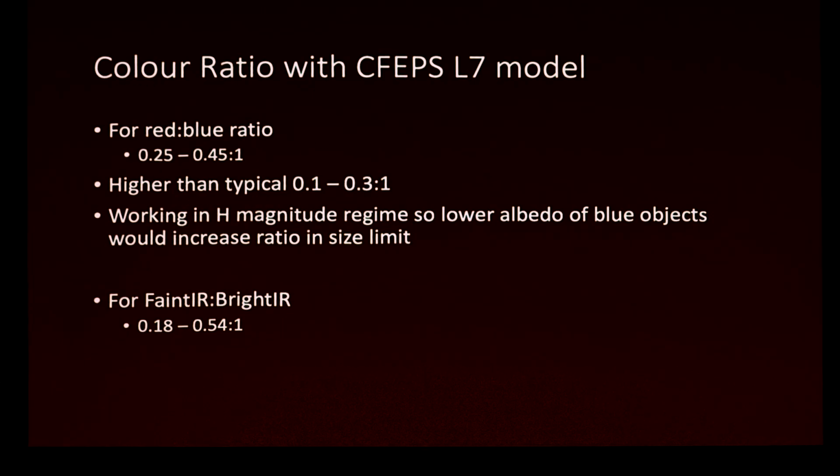But it's also important to note that I was working within a cutoff in H magnitude rather than a cutoff in size. And so bluer or brighter objects are slightly lower in albedo, so that would probably shift the ratio more similar to others. And then I don't have a number to compare against, but the faint IR, bright IR is a slightly bigger range, going to a higher value.